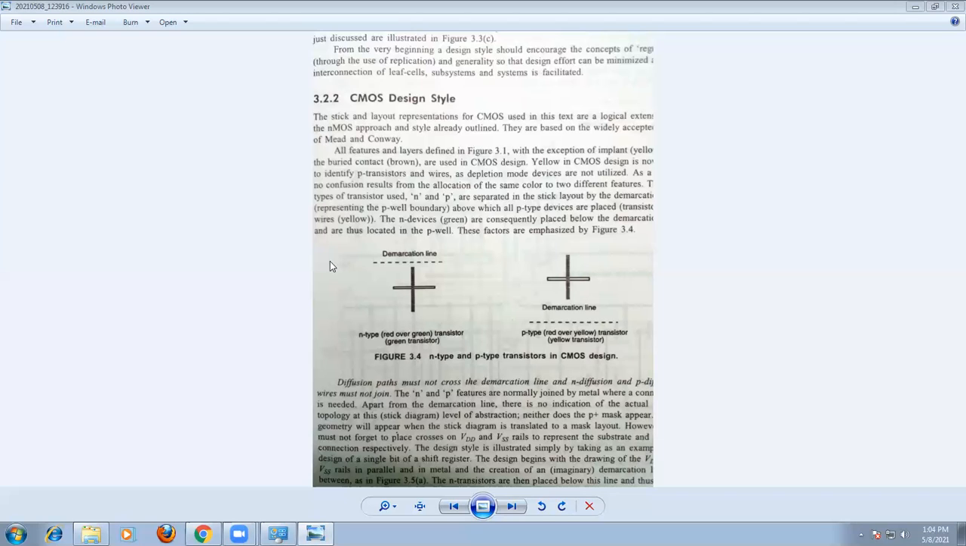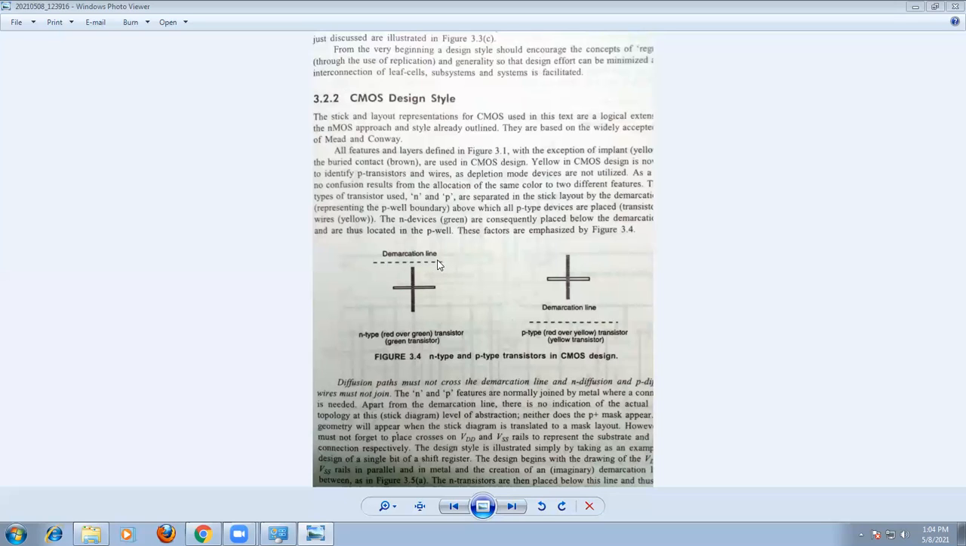The main thing now, and another rule in this case: no diffusion layers will cross the demarcation line. That is the most important thing. No diffusion, either P diffusion or N diffusion, will cross the demarcation line.